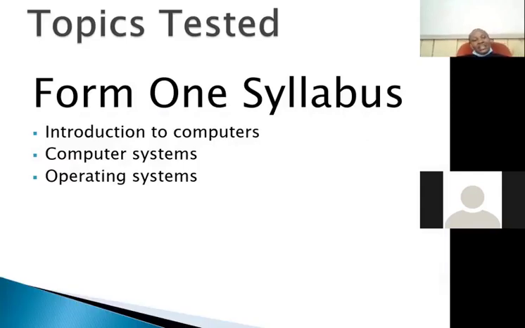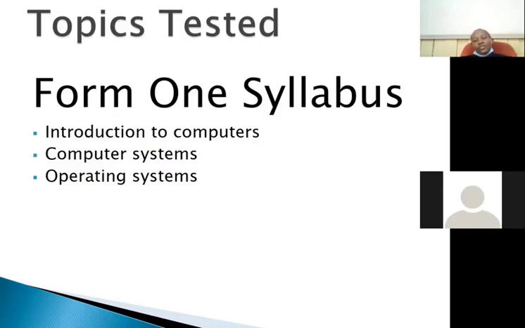What are the topics that can be tested in the exam? This is just the syllabus of computer studies. We have the Form 1 syllabus, whereby the first topic is Introduction to Computers. In Introduction to Computers, we have definition of terms, the generation of computers, and classification of computers.